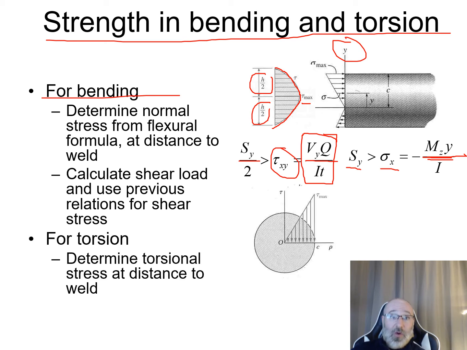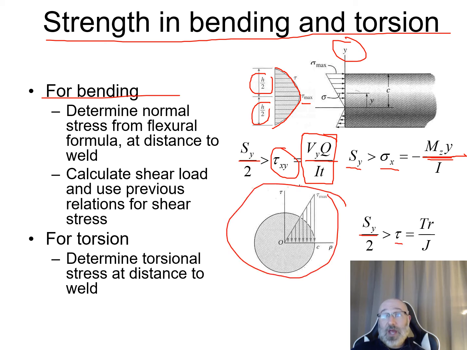Now, if we're dealing with torsion, we can determine the torsional stress at a distance to the weld as well. So we have this relationship here. Sy over 2 is greater than our tau. For our torsion, we have the relationship that we've seen previously of our torque times our r over our polar moment of inertia, our J value there.